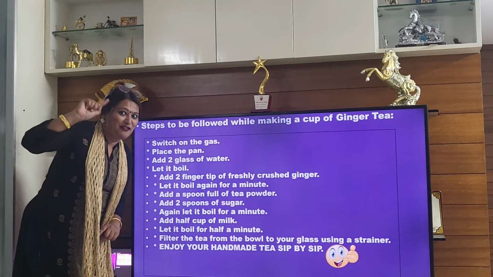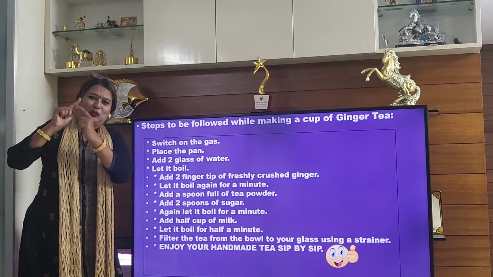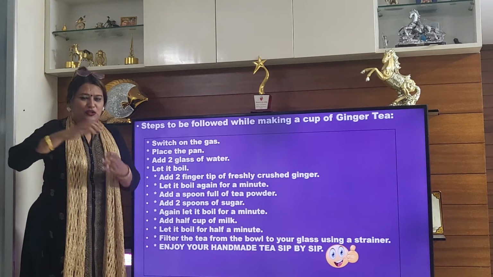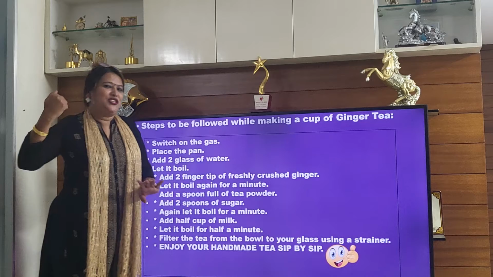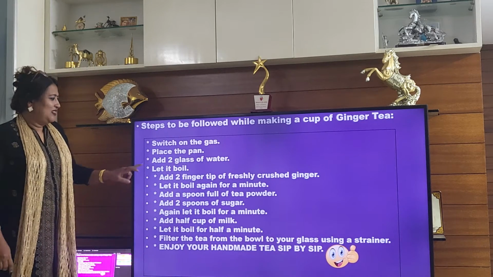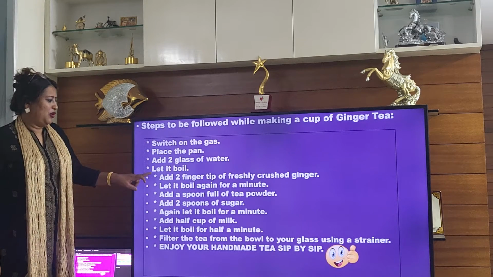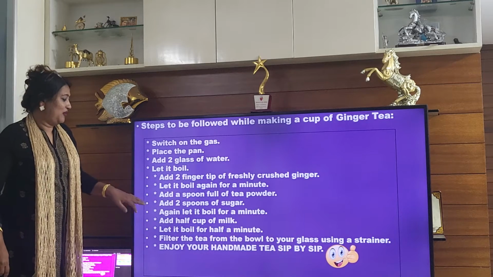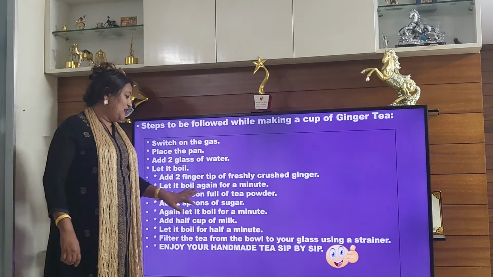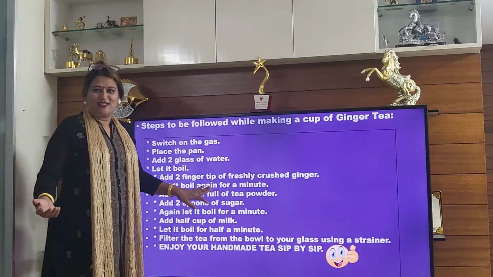So what should be the length of the ginger? 1 and 2. That much itself. So you peel off the skin, crush it nicely, and then you add it to your boiling water. Okay. Then let it boil again for a minute.